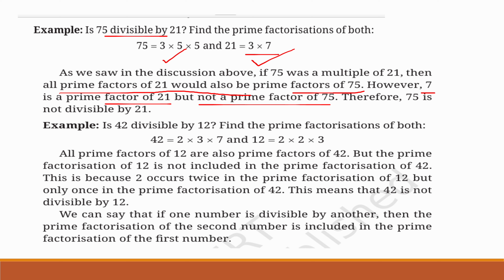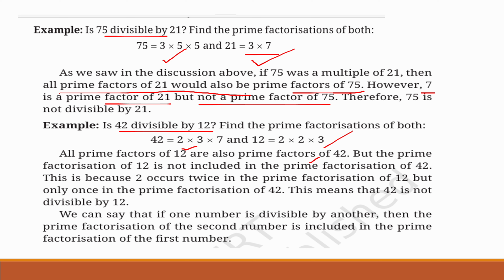Next example, is 42 divisible by 12? Find the prime factorization of both. 42 is equal to 2 into 3 into 7. Then 12 is equal to 2 into 2 into 3. Is 42 divisible by 12? No. Why? See here, all prime factors of 12 are also prime factors of 42. See, 2 and 3 are prime factors of 12. 2 and 3 are present in 42 also.